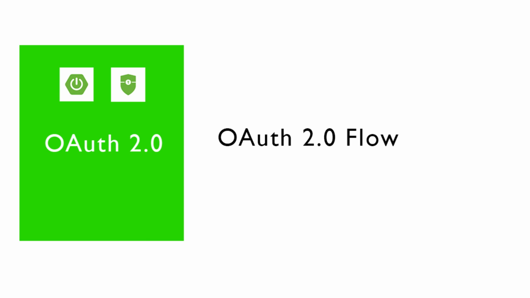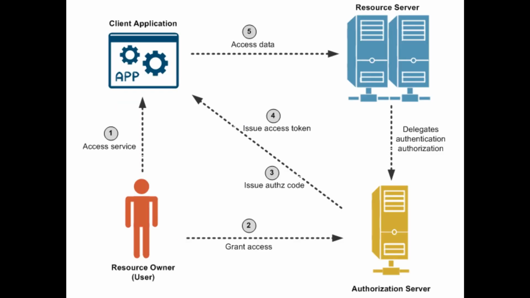Now, let's briefly discuss the OAuth 2 flow. It typically involves the following steps. 1. Authorization request. The client requests authorization from the resource owner. 2. Authorization grant. The resource owner grants permission, providing an authorization grant. 3. Token request. The client exchanges the authorization grant for an access token. 4. Access token. The client uses the access token to access the protected resources.